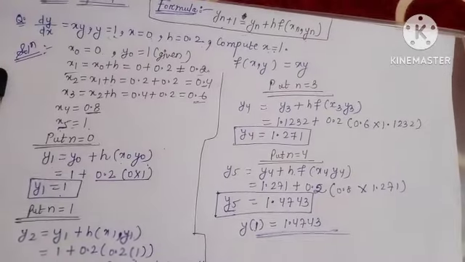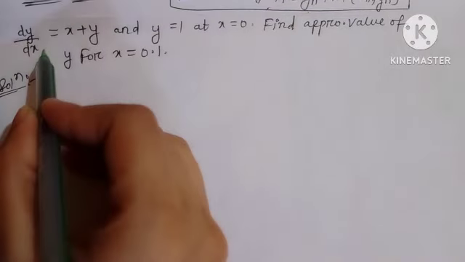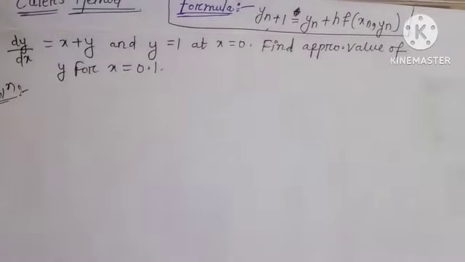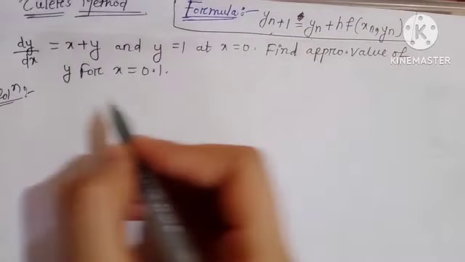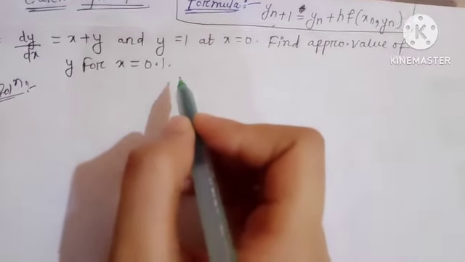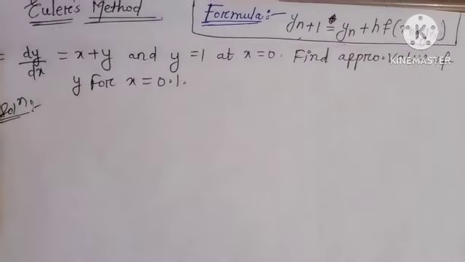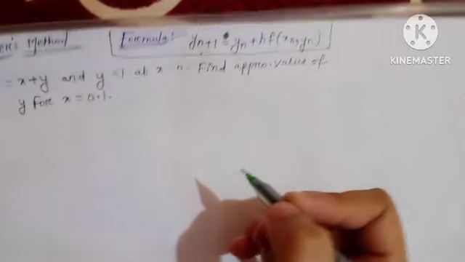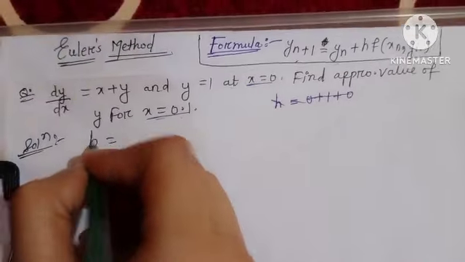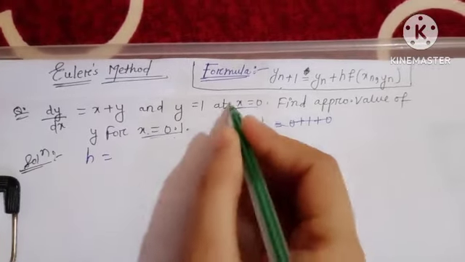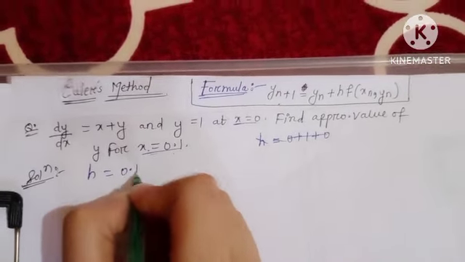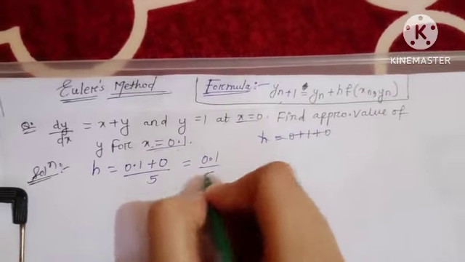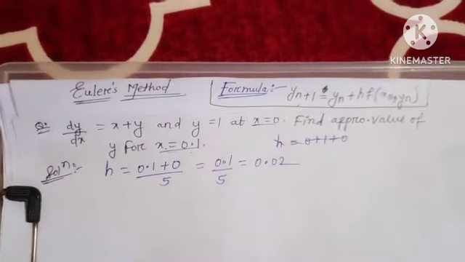So let's take another example. Here dy by dx equals x plus y, y equal to 1 at x equal to 0. We have to find the approximate value of y for x equal to 0.1. In the previous question the value of h is given, but here we have to find the value of h. h is equal to the difference of both the values of x: 0.1 minus 0, divided by 5. So we got 0.1 by 5, which means 0.02.